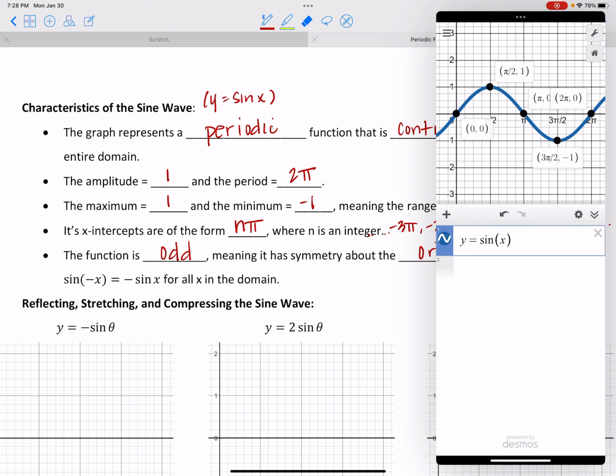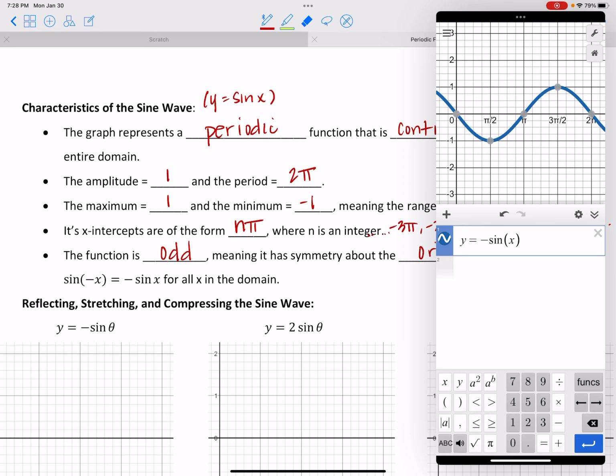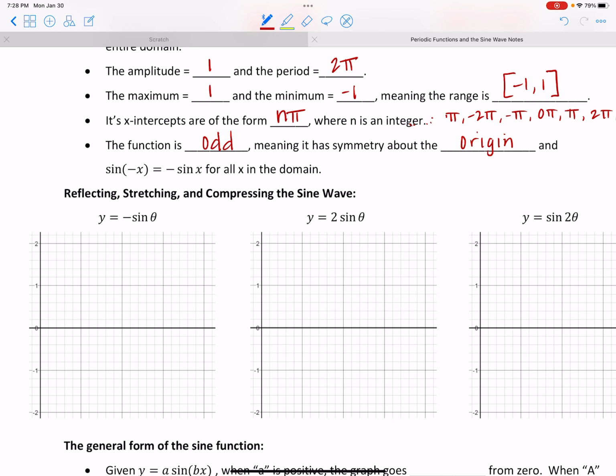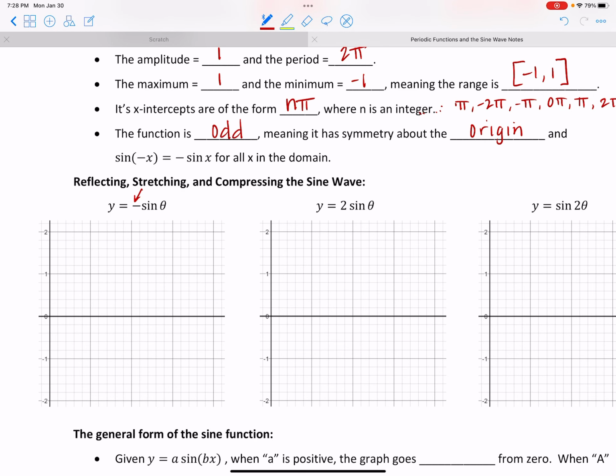Let me go ahead and put this in Desmos so you can see it. It reverses our graph. So instead of starting at 0 and then going up to that maximum, we start at 0 and we go down to our minimum. And at pi, we still hit 0. At 3 pi over 2, again, instead of being at our minimum, we're now at our max. But we don't see the intercepts change. We just see it reflected over the x-axis. And hopefully that makes sense. It's the same thing that happened to all of our other parent functions in college algebra. So this reflects the graph over the x-axis.